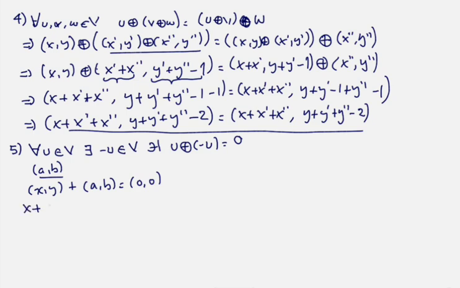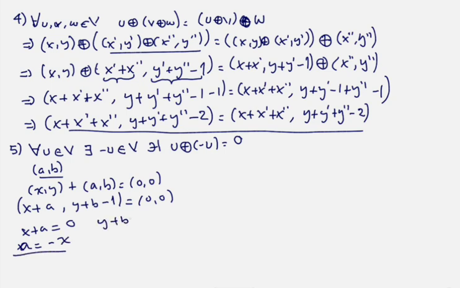So (x plus a, y plus b minus 1) is equal to (0, 0). So for the x component, x plus a is equal to 0, so a is equal to minus x. Then here, y plus b minus 1 is equal to 0; solving for b, b is equal to 1 minus y. So what will our additive inverse be? In short, (minus x, 1 minus y). So for the second question, find the additive inverse, this will be our answer.